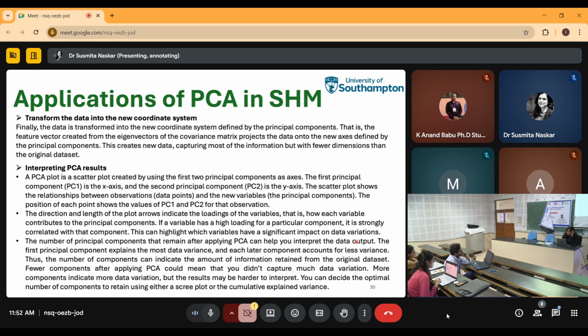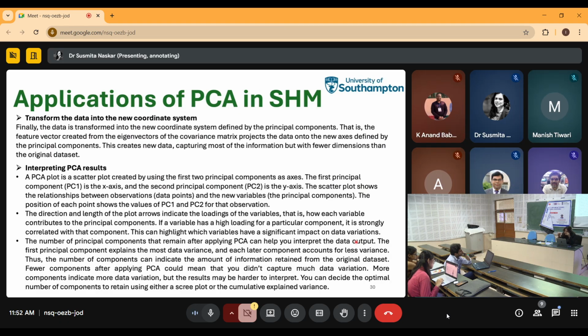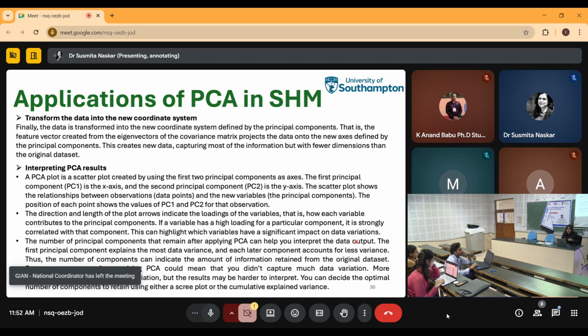So basically, PCA turns high-dimensional structural health monitoring measurements into a compact, denoised representation, right? Because we are reducing the dimensionality, we are reducing the noise as well, so this is helping us in both cases. And in the plot, you can actually see the relationship between the observations. The loadings explain which variable or sensor drives these patterns, and the variance explains how many components to keep. PC is nothing but principal component, okay?